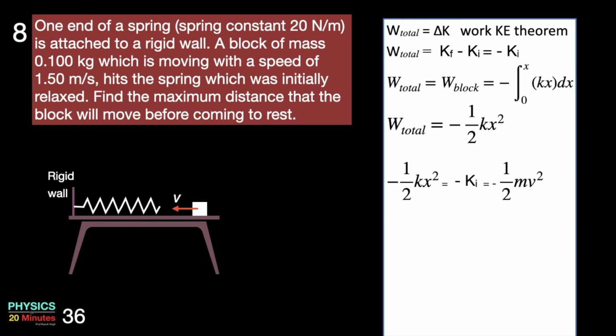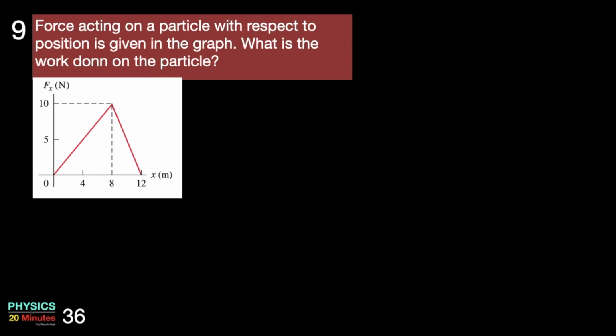So I can equate the two, work total and kinetic energy. So minus half kx square is equal to minus Ki, which is minus half mv square. So minus half will cancel out from both sides, and you can write x as under root mv square upon k, and once you substitute the values, all the values are given, you get it as 10.6 centimeter.